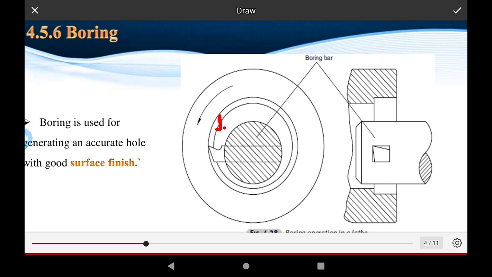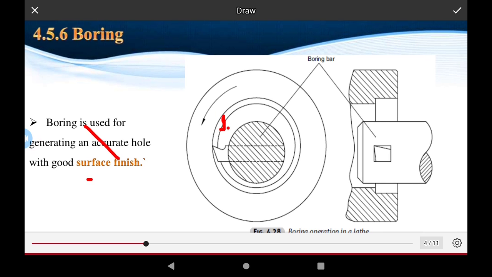one tool is used as a strong tool, a very strong tool used in this operation, and the other is for the holes. Boring is used for generating an accurate surface of holes, with a good surface finish achieved for the internal diameter of the job.